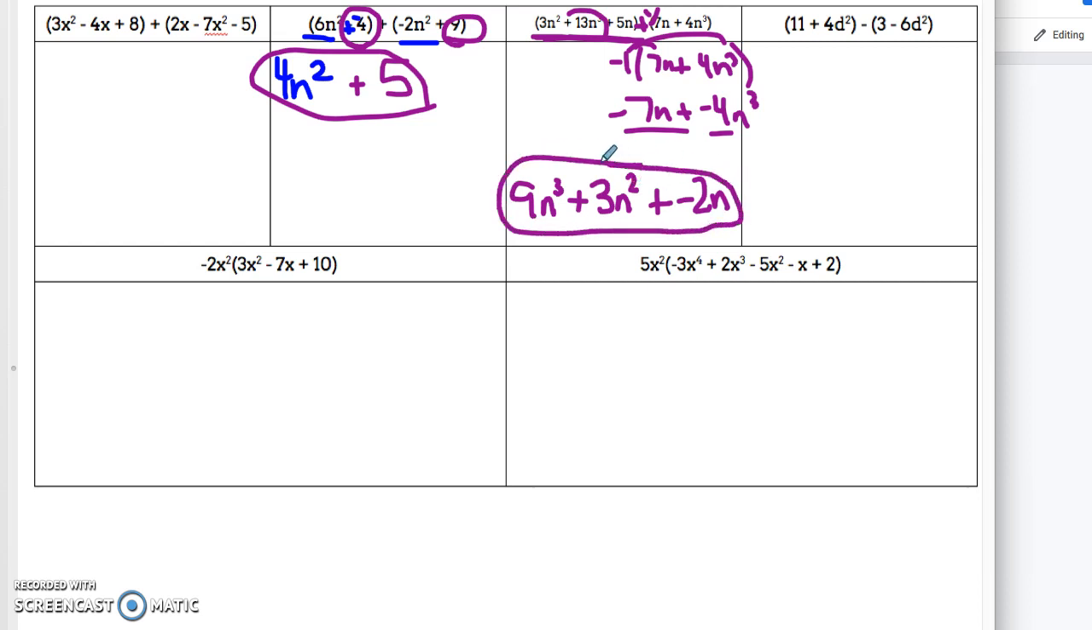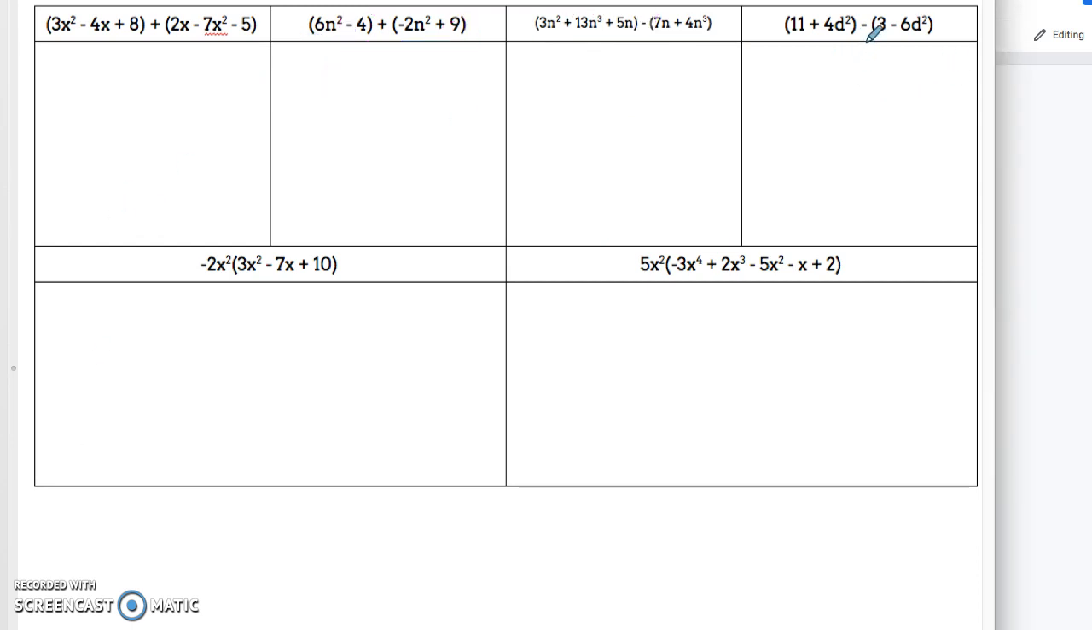At this point, I'm going to have you pause the video and try the next one on your own. Okay, so as I distribute this -1 into this, it's going to become -3. And this is -6d squared, so -1 times -6d squared is positive 6d squared. So now I'm ready to combine things. I can combine 4d squared and 6d squared for a total of 10d squared. And I can combine 11 and -3 for a total of positive 8.